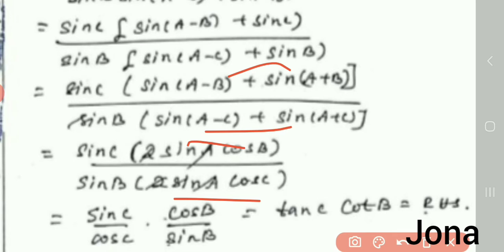I can cancel what other things are common here. 2 and 2, and then sin A and sin A will get cancelled. The remaining things are sin C by cos C and then cos B by sin B. So I can take this as tan C into cot B.